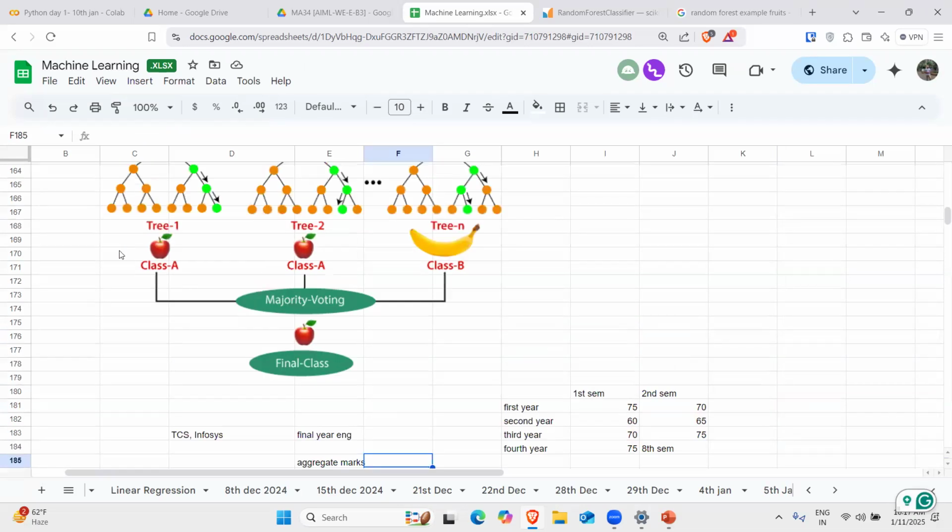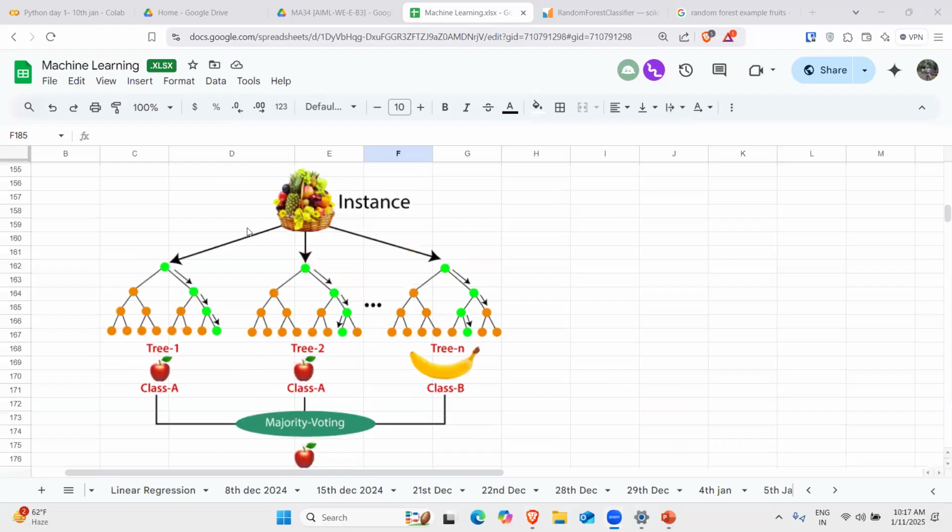Similarly, what is your majority classifier? Majority of the votes. The majority of the voting goes for apple. So your final output is going to be apple, right? So you're predicting your fruits, let's say predicting fruits from the basket.